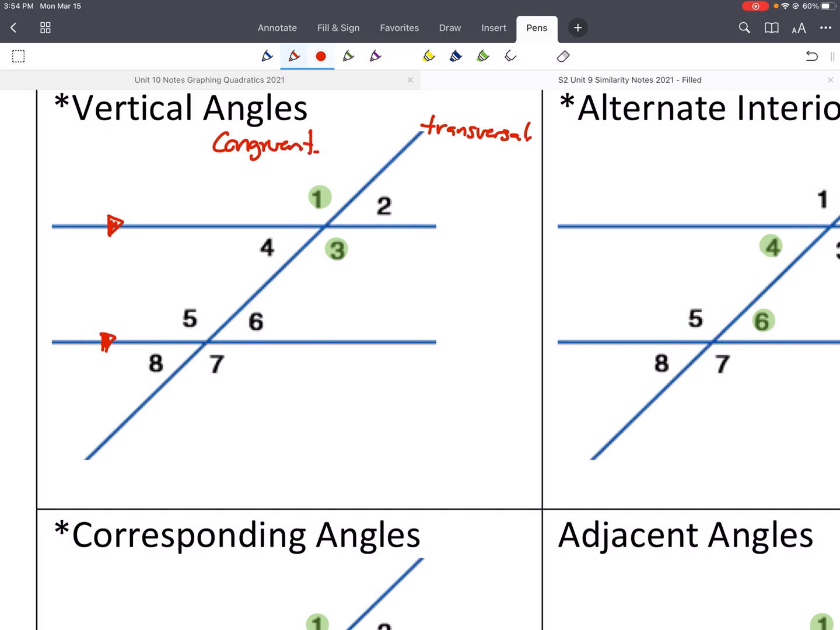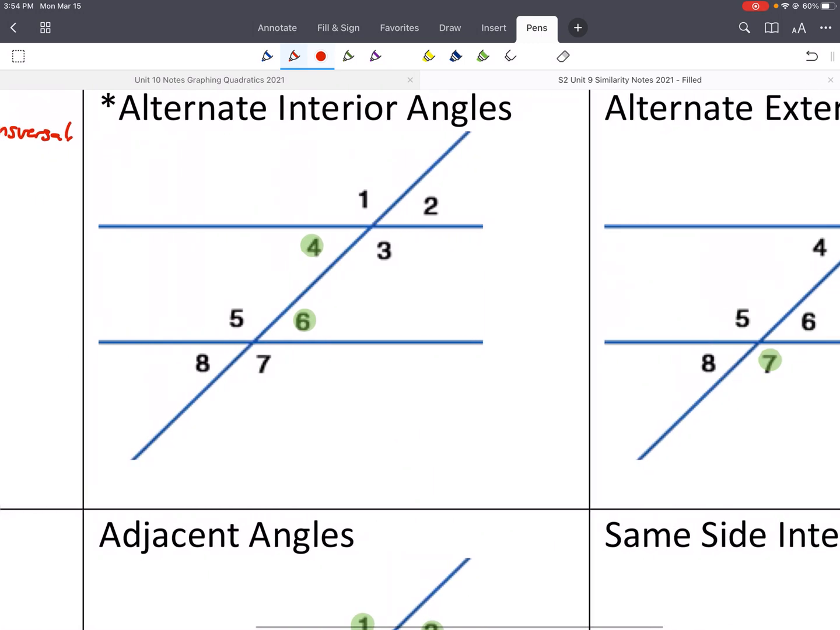Okay, they're the same. So that's one example. We could do another example here and here. Those would also be vertical angles, or 5 and 7, or we could also do 6 and 8. Those are all vertical angles.